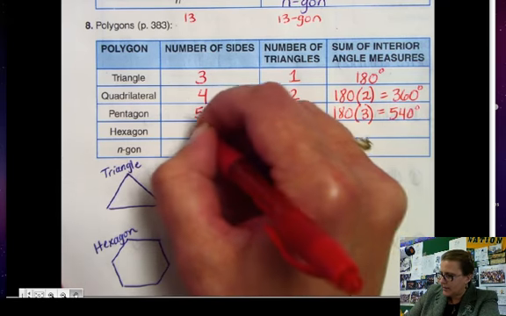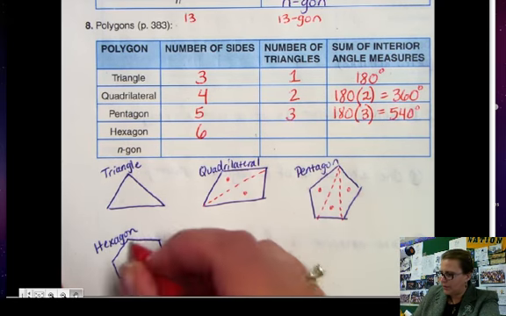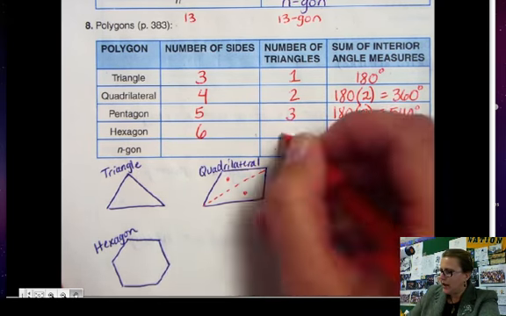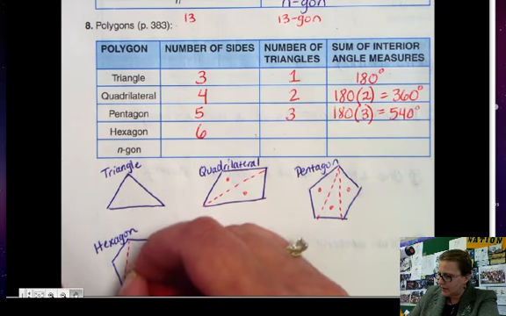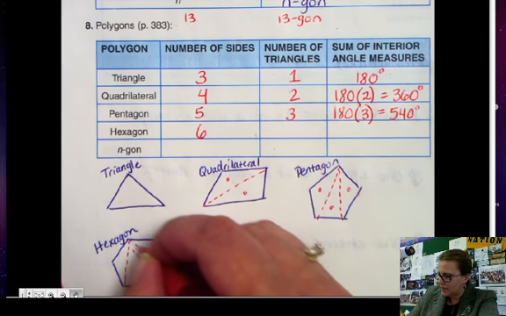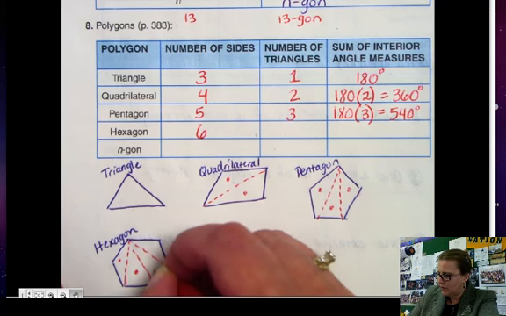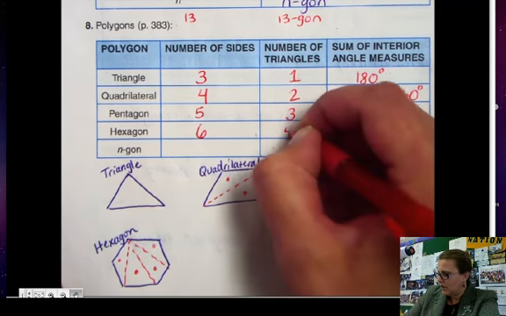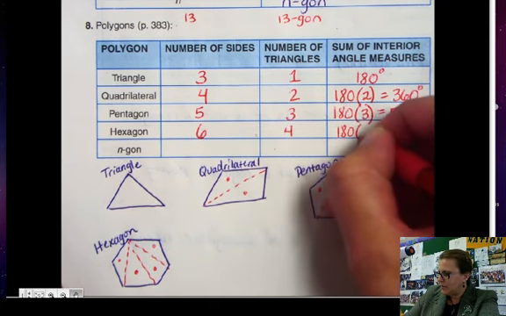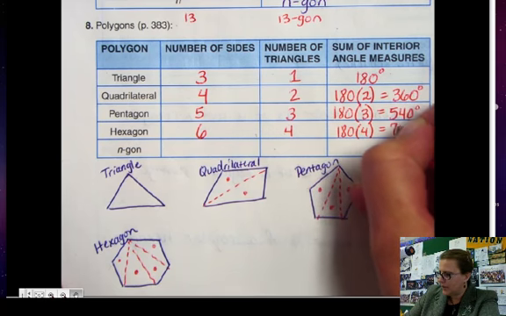How about a hexagon? A hexagon has 6 sides, right? 1, 2, 3, 4, 5, 6. How many triangles can I draw from a hexagon? If I draw these 3 diagonals in, I get 1, 2, 3, 4. And so that's 180 times 4, which is 720.